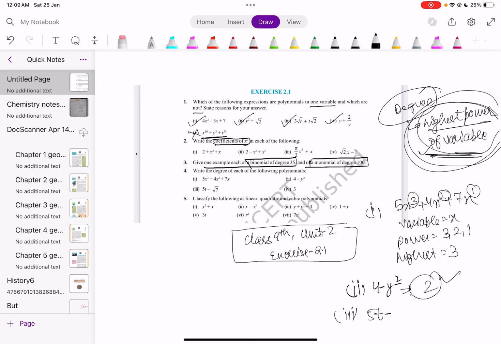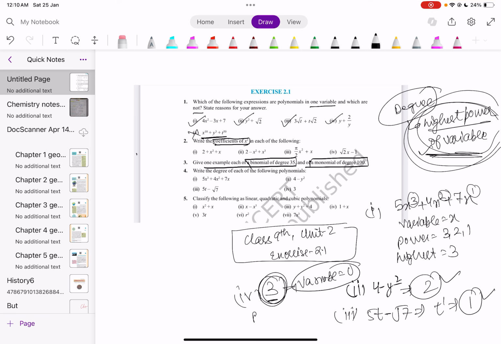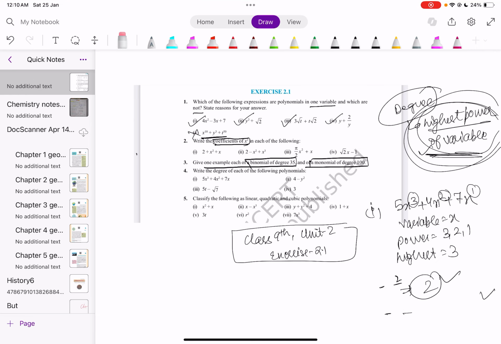Third we have 5t minus root 7. The highest power of t is 1, so here degree is 1. And last we have 3. This 3 is a constant term. What is the variable here? 0. 0 variable means power, what is the power? 0. So degree is 0. Alright, so we are done with this.